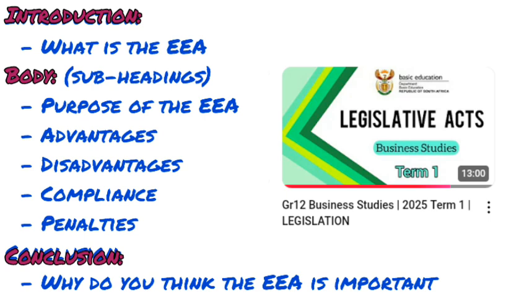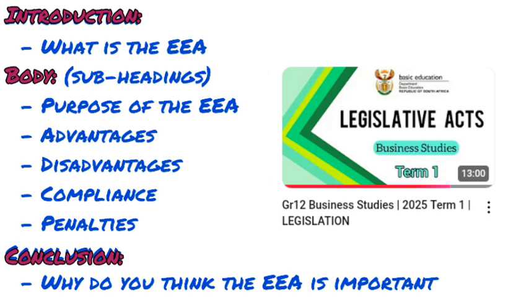Start with the introduction, and then in that introduction, write down what the EEA is. Paraphrase it in your own words. So you are going to say introduction, that's your heading, underline it. Under it, write what the EEA is. So you're just going to say the employment equity is blah blah blah, and then continue. That would be your introduction. And then get to the body. In the body, you don't write the topic body, you just start with the purpose of the EEA, right?